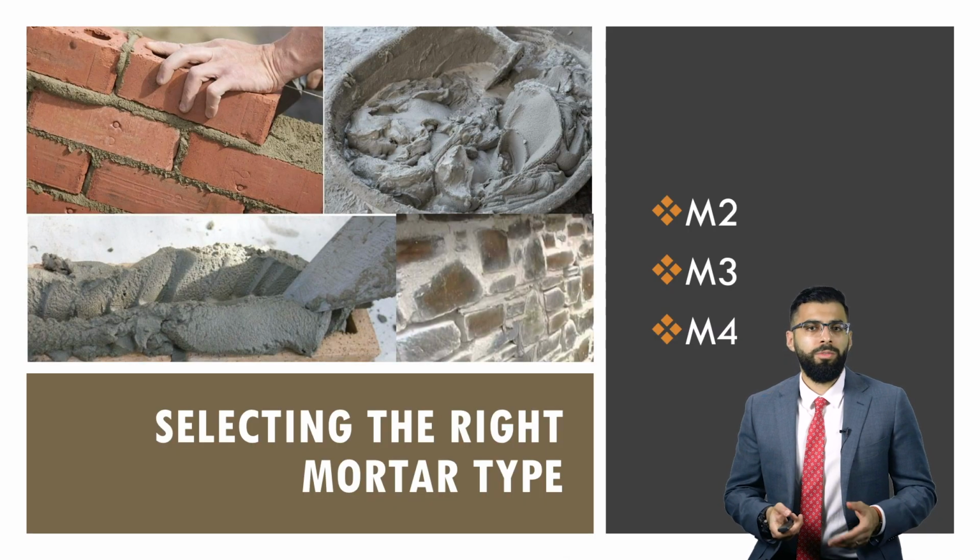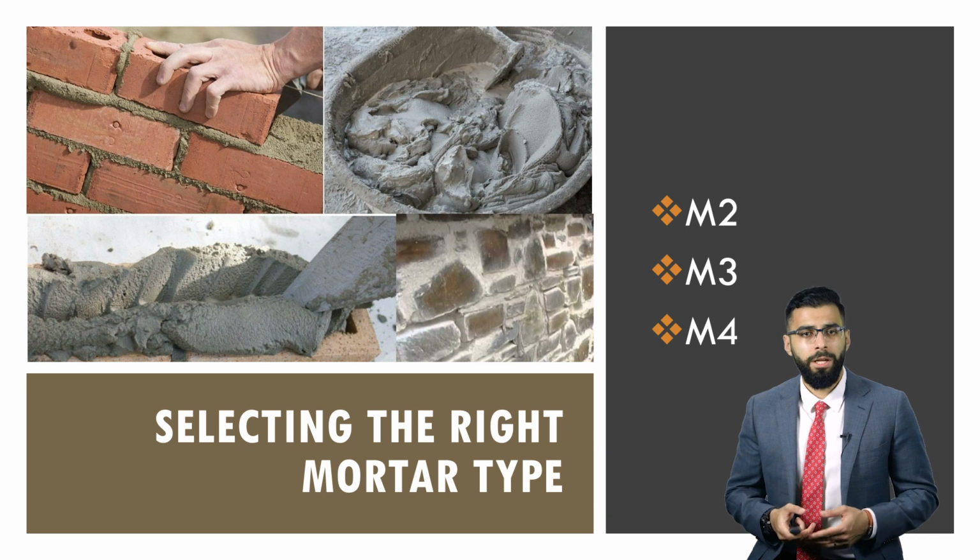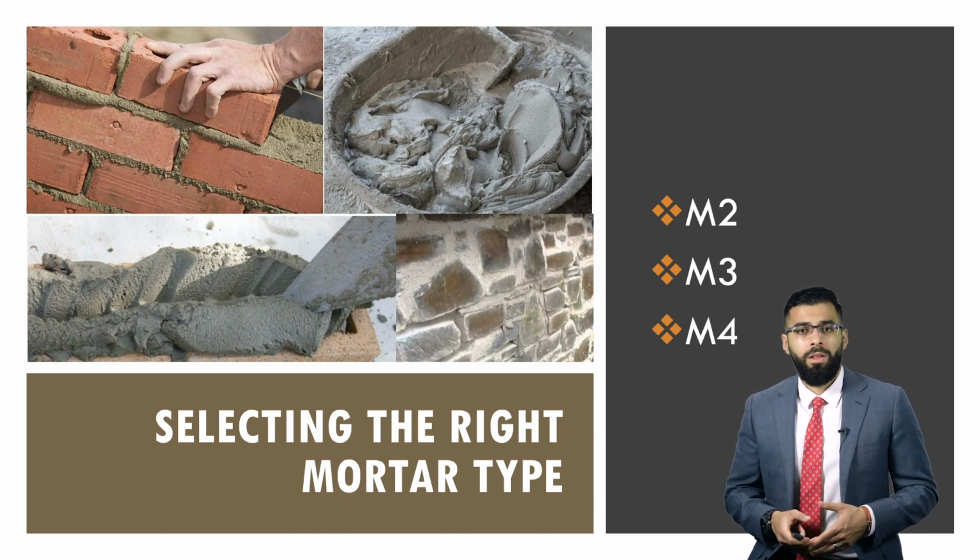So as I said, there's 3 types of mortars that are available in Australia: type M2, type M3, and type M4. M2 is mostly used for external structures that are above the ground, for instance walls. You can also have M2 being used for internal structures. So if you've got an internal wall, not necessarily external, that's non-load bearing inside the building, then you can utilize M2 as a mortar type.